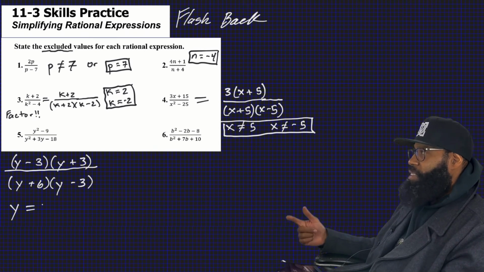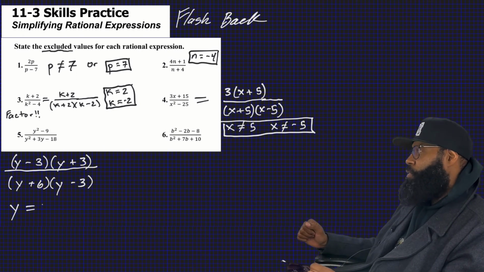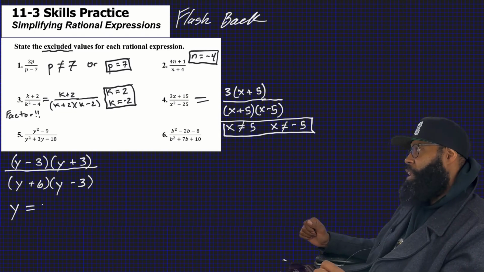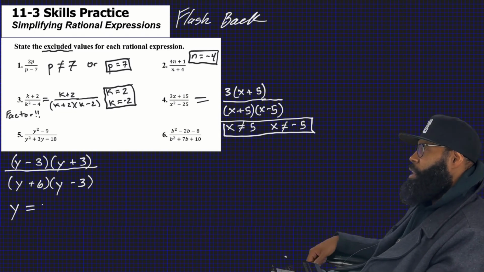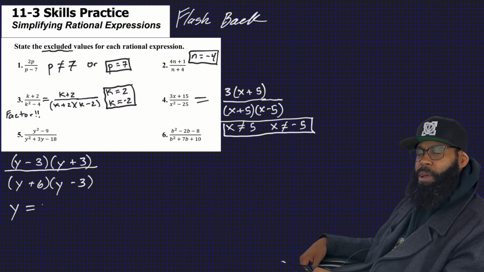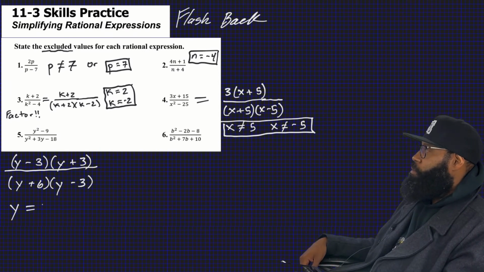6 times 3 is 18, but of course 6 times negative 3 is negative 18. And therefore 6 plus 3 will give me a positive 3, so I factored that correctly. Now of course, excluding negative 6 and positive 3, because those two values will cause your denominator to get a value of 0.